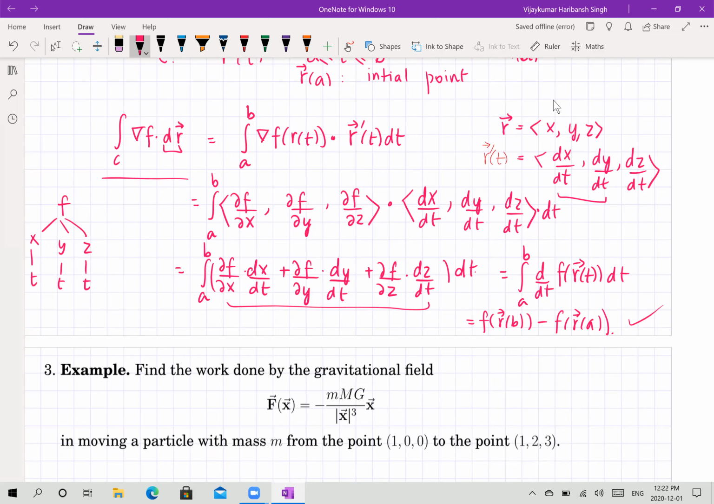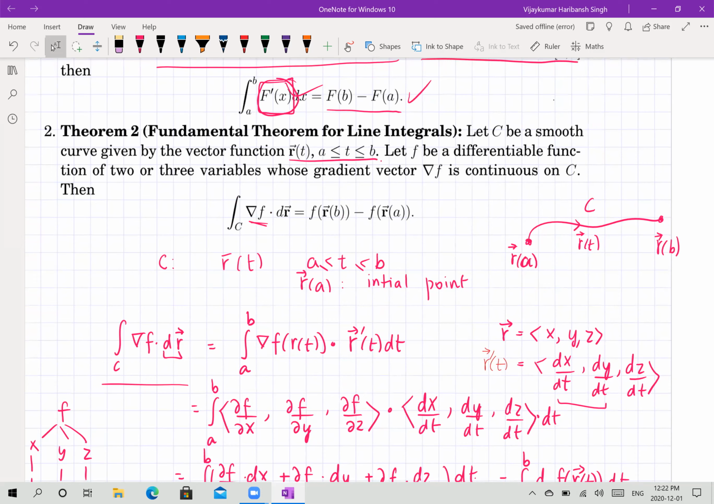Now let's try to appreciate this fundamental theorem. First of all, if your vector field F is equal to grad f for some f, then you did not really care about the parameterization of r of t. In fact, it's not about parameterization; no matter what parameterization you take, the line integral remains the same. For conservative vector fields, you see that it depends only on the endpoints, r of b and r of a.